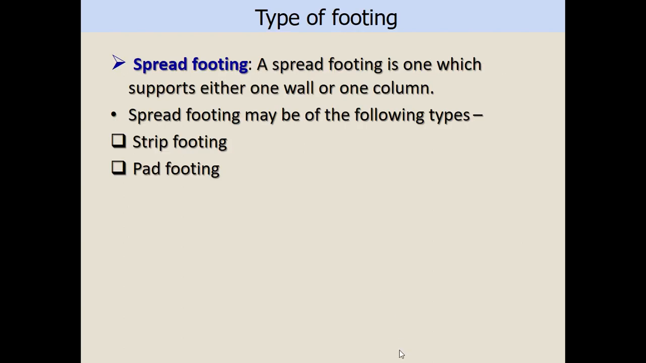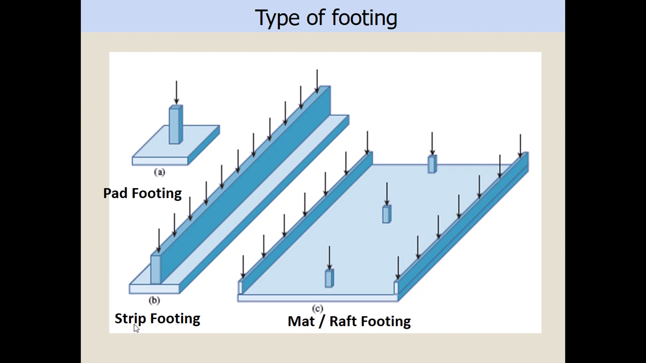Okay, we have many types of footing for shallow foundation. The first one is the spread footing, where the spread footing supports either a wall or one column. Spread footing may be one of the following types. We have strip footing, we have pad footing. So what is strip footing? What is pad footing? If you see here, this is the simple footing.